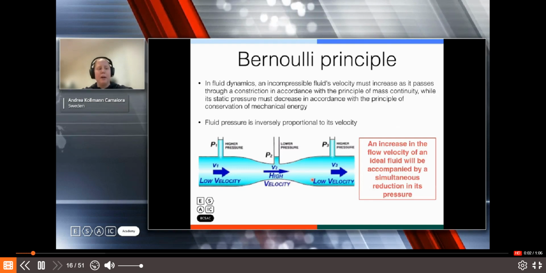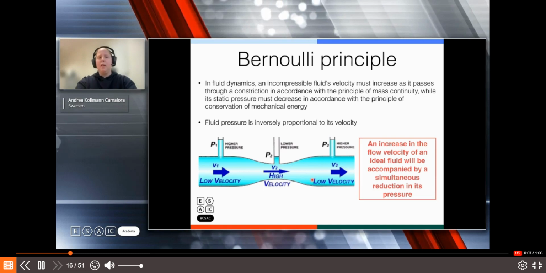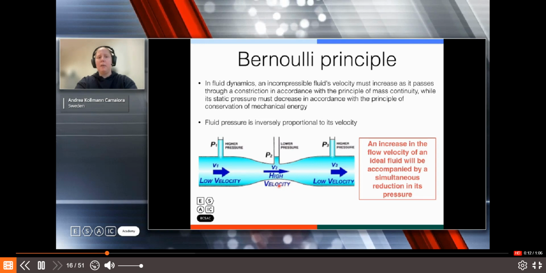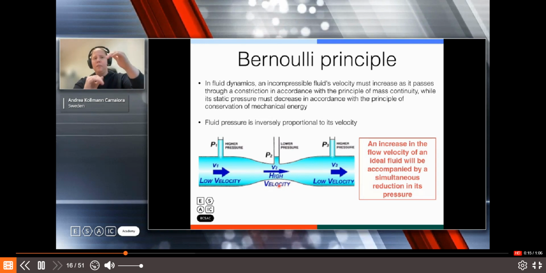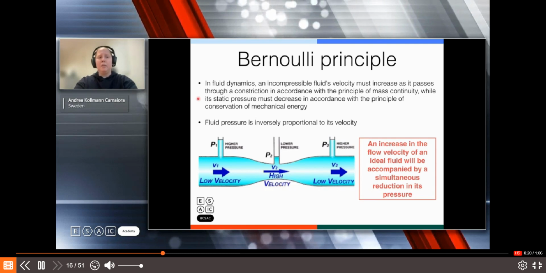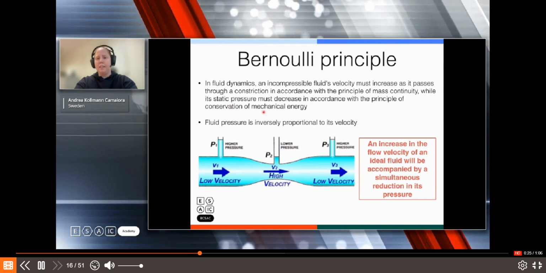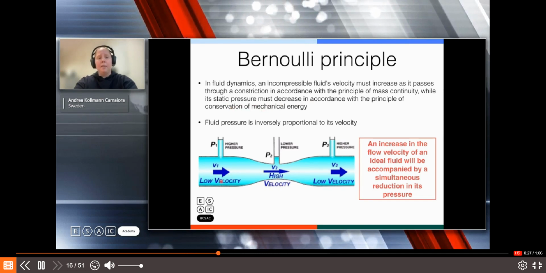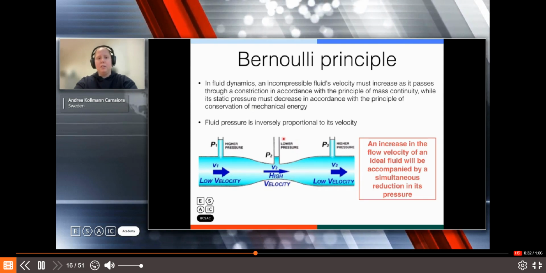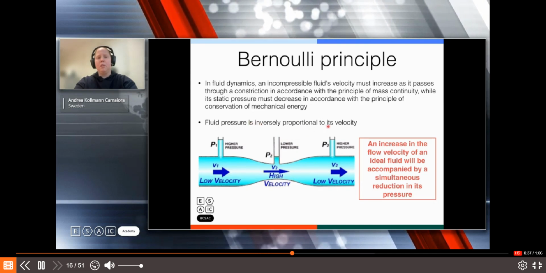We're going to move into the Bernoulli principle. In fluid dynamics, an incompressible fluid's velocity must increase as it passes through a constriction in accordance with the principle of mass continuity, while its static pressure must decrease in accordance with the principle of conservation of mechanical energy. So there are two principles here. If I have a constriction, the velocity needs to increase and the pressure decreases.